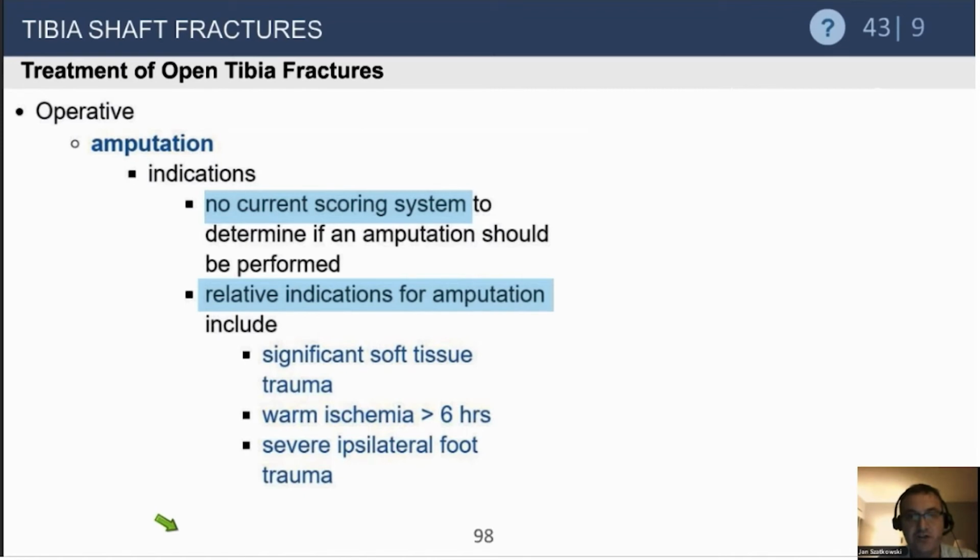So, in terms of operative treatments for open tibia fractures, think about amputation indications. There's no current great scoring system to determine if an amputation should be performed. Okay, you can't just add all these numbers up. It's going to be multiple factors, very difficult decisions sometimes. Relative indications, though: significant soft tissue trauma, right, especially if it's non-reconstructible, warm ischemia time, and severe ipsilateral foot trauma. If the foot's not reconstructible and the tibia is not, an amputation may often, unfortunately, be necessary.